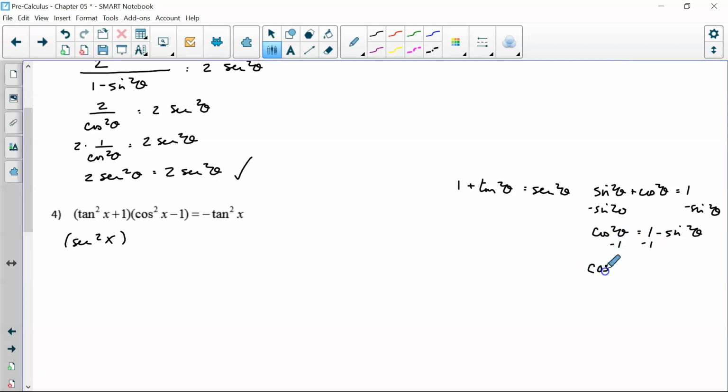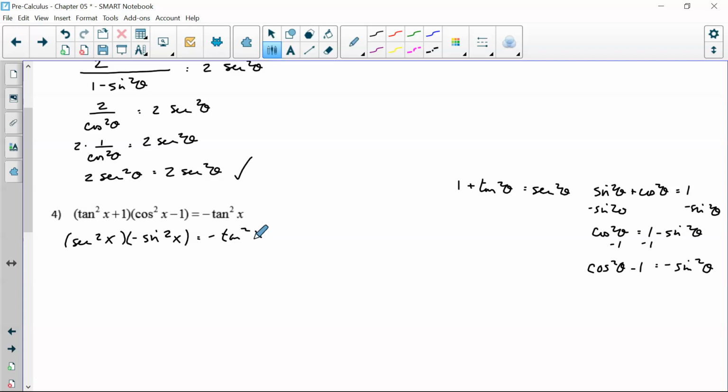So cosine squared theta minus 1 equals negative 1 times the sine squared of theta. So instead of writing cosine squared x minus 1, I can write negative 1 times the sine squared of x, which equals negative tangent squared x.